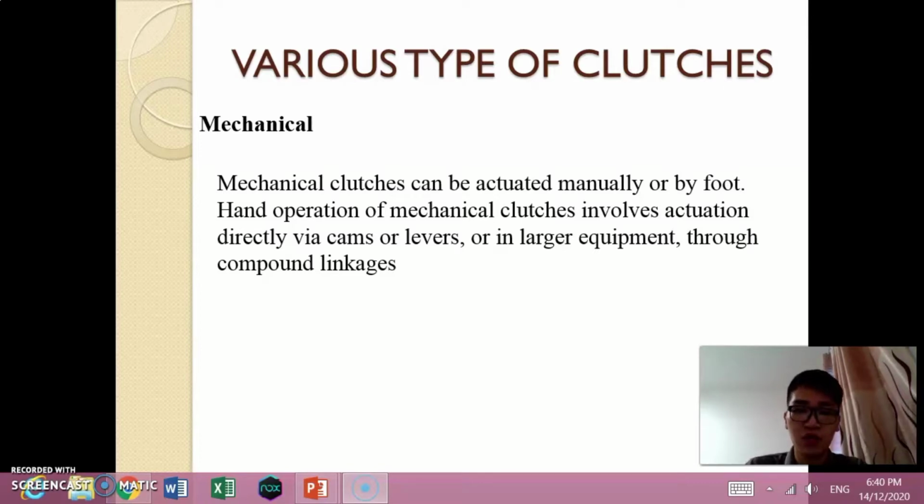Okay, now I would like to talk about various types of clutch. Mechanical clutches can be actuated manually or by foot. Hand operation of mechanical clutches involves actuation directly with a cam or lever, or in larger equipment, a compound linkage.